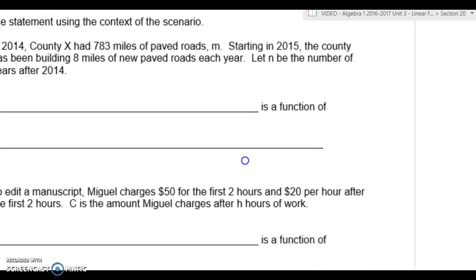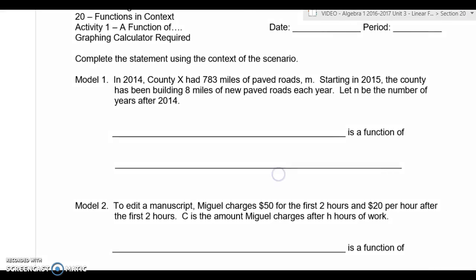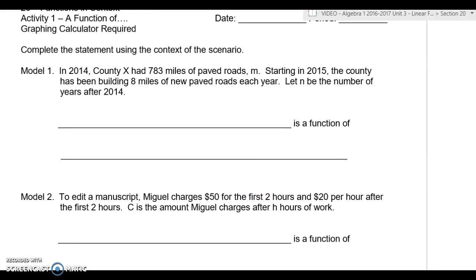So let's look at some context here. Complete the statement using the context of the scenario. In 2014, County X had 783 miles of paved roads, M. Starting in 2015, the county has been building 8 miles of new paved roads each year. Let N be the number of years after 2014. First thing I want to identify is what variables I have. Based on the statement, I'm seeing two variables, M and N.